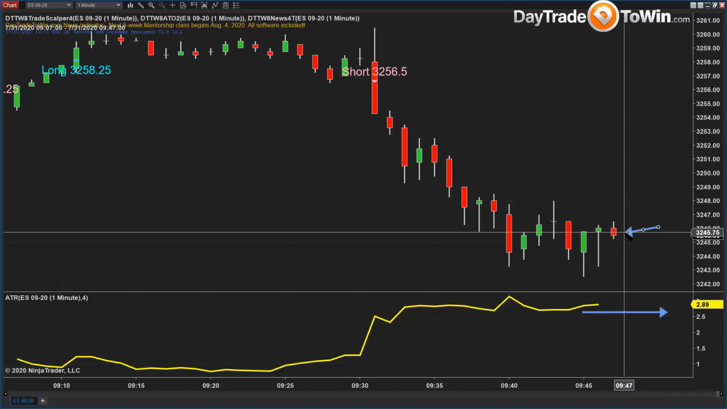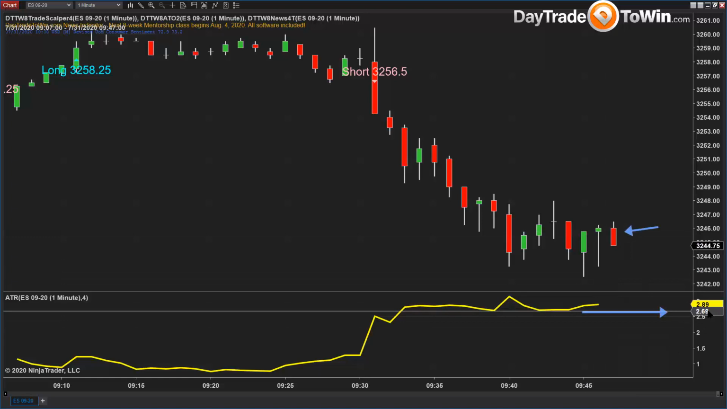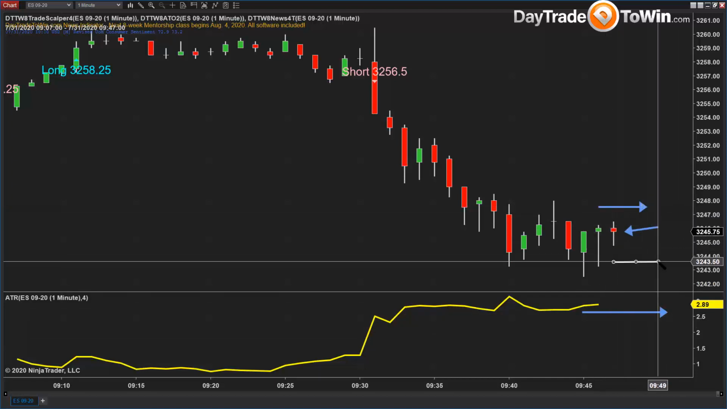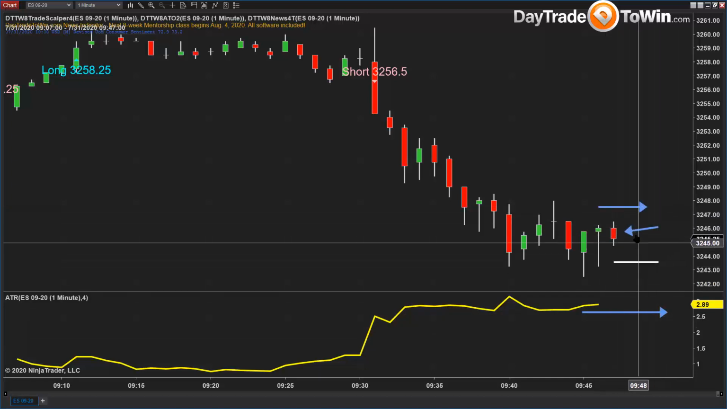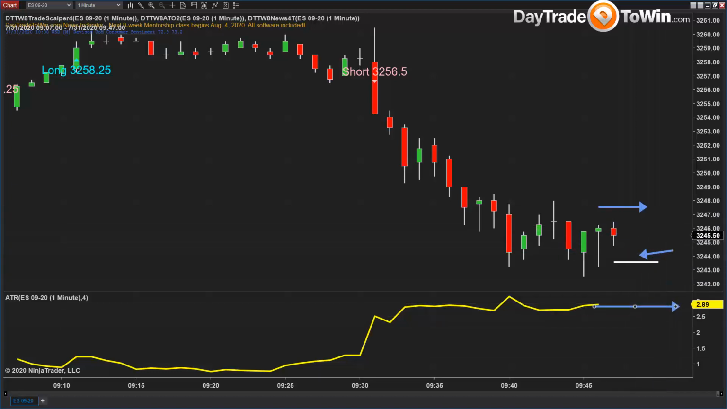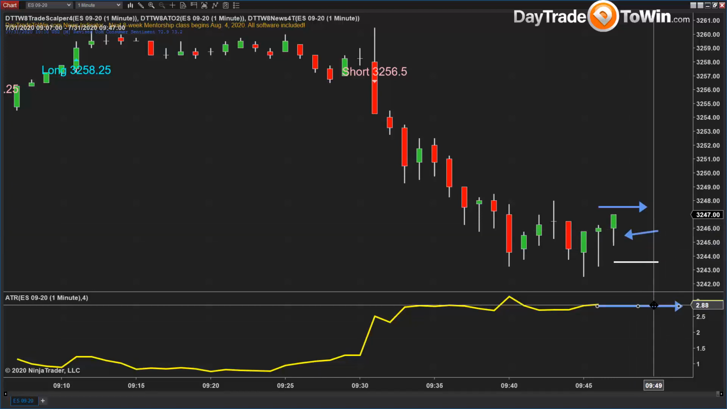If this candle here can move 2 3/4 of a point, that means that from this to this is the distance that this candle will make. So based on the ATR value, I can already dictate that this current candle here is going to be 2 3/4 of a point high to low.